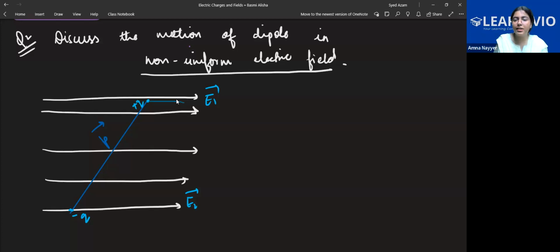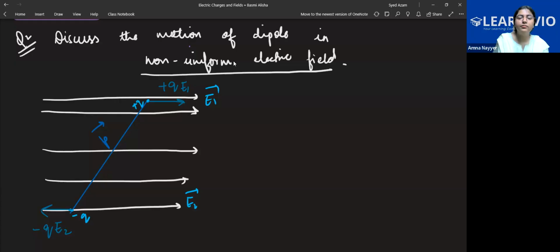So if we are talking about the force, this is a positive charge, it will be in the direction of the electric field, and the value will be plus Q E1. For the negative charge, this will be in the opposite direction of the electric field, and the value will be minus Q E2. In the previous part, yesterday, the net force we calculated came 0 because plus QE and minus QE cancelled on both sides.